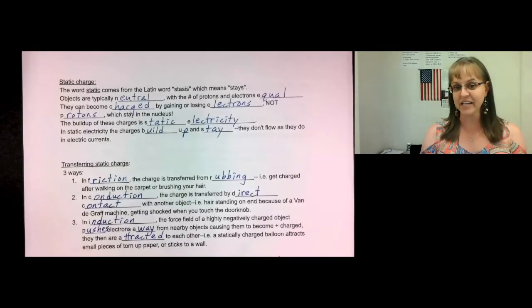So the word static comes from the Latin word stasis, which means stays. Static electricity is staying electricity. It doesn't move, it just builds up and stays where it is.